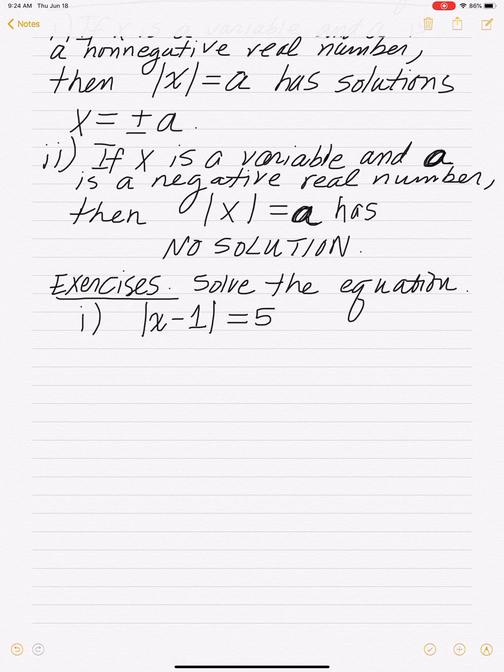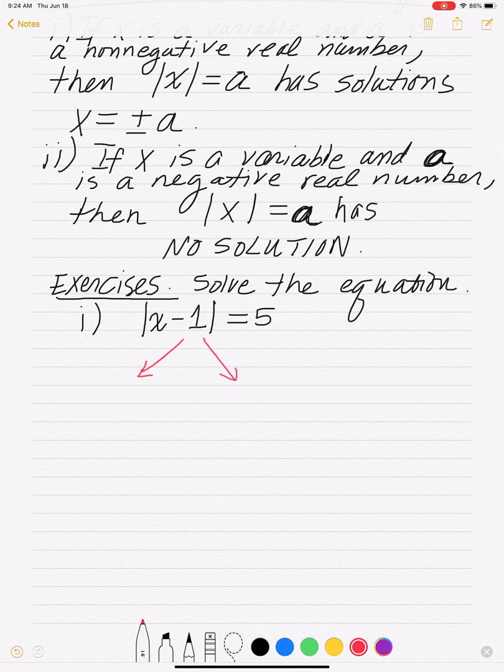So what you're going to do is break this into 2 branches. First, we're going to copy down x minus 1 and set that equal to positive 5. That's one equation. And then we copy down x minus 1, that whole variable expression, and set it equal to negative 5. So x minus 1 equals plus or minus 5. Basically you get 2 equations, and you solve those individually.